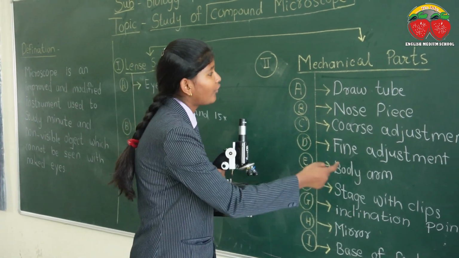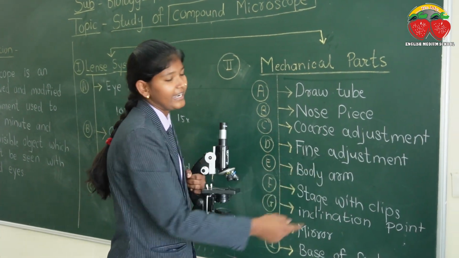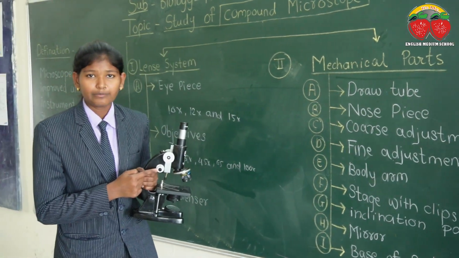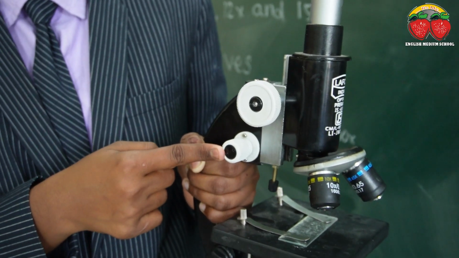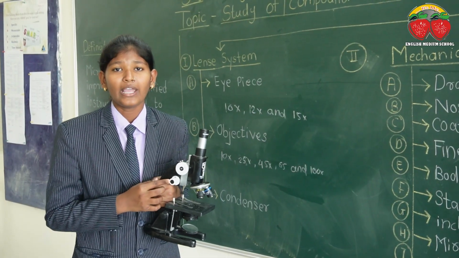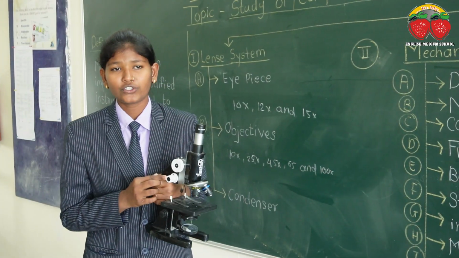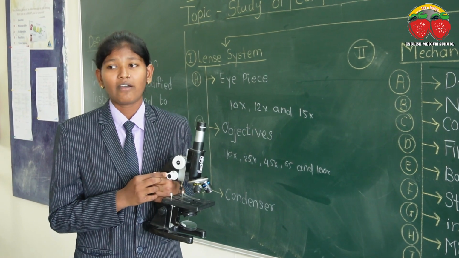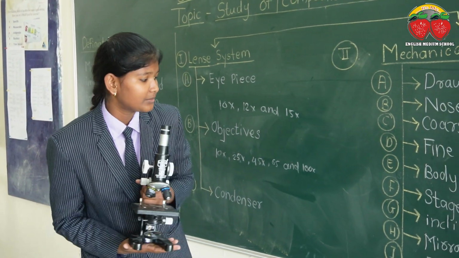Now, the fourth mechanical part is the fine adjustment. It is a small screw attached to the body arm on either side. It also moves up and down and covers a short distance in one rotation. It is used for higher power lens adjustment.